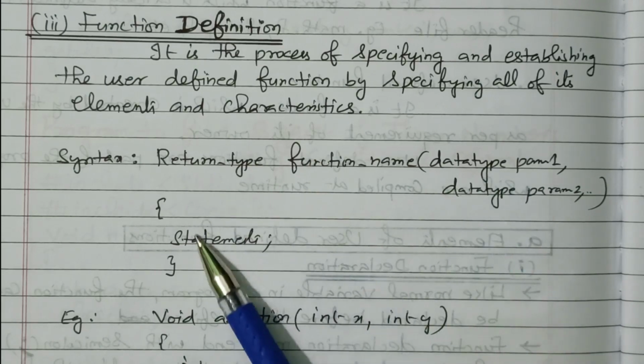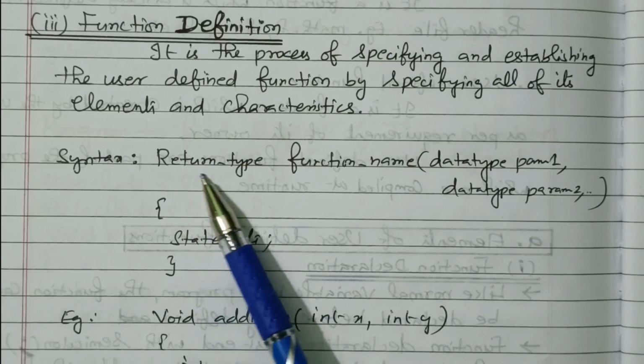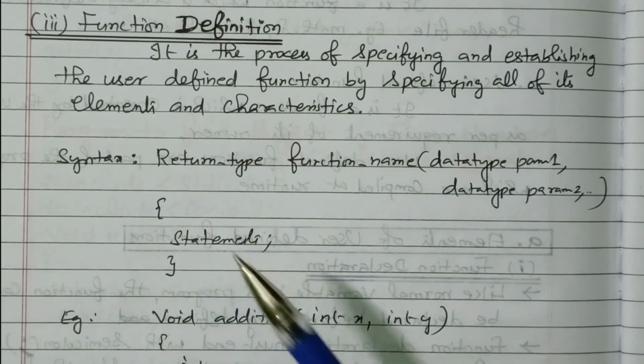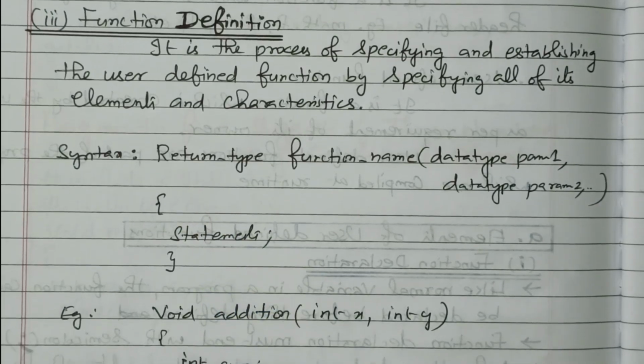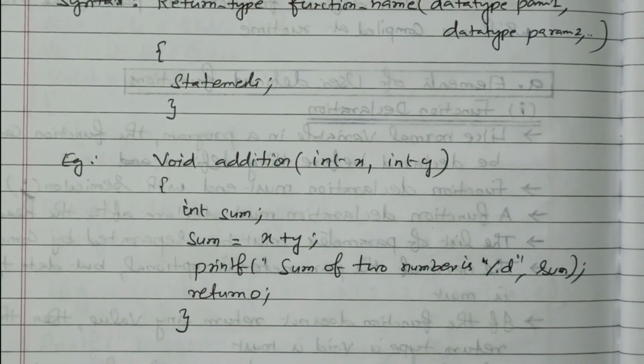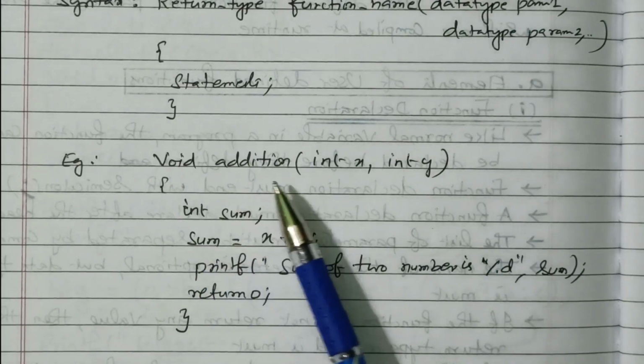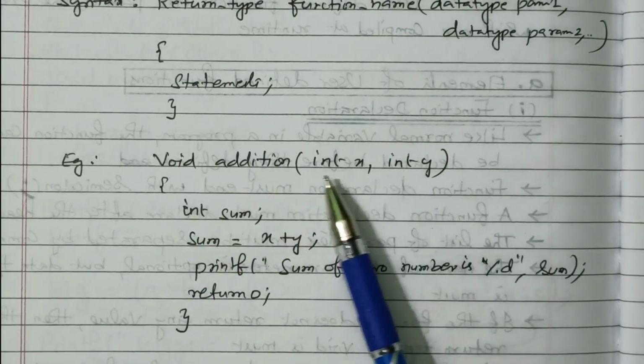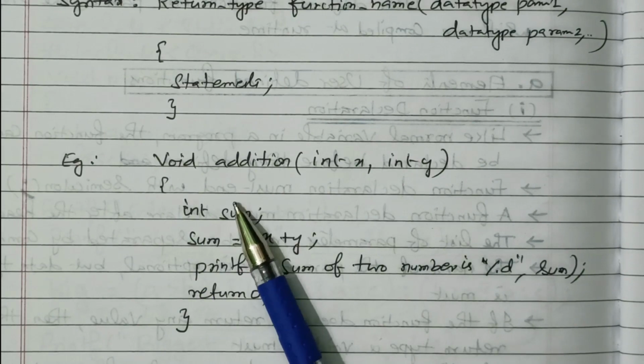So this function will perform a particular task and it will return this type of data, right? I will show the example so that it will be much easier. We will see the example for that. So it is void addition(integer x, integer y).